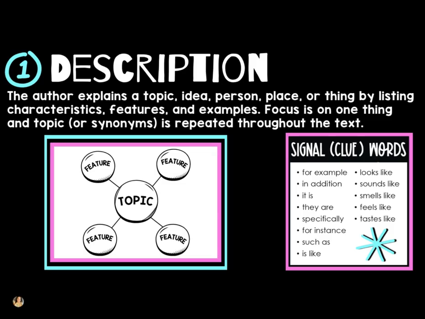The first one we're going to talk about is description. This is where the author explains a topic, idea, person, place, or thing by listing a bunch of the characteristics, features, and examples. They focus on one thing or topic and it is repeated throughout the whole text. You'll find that there are signal words and also a type of graphic organizer that will help you understand the type of text structure that they use.